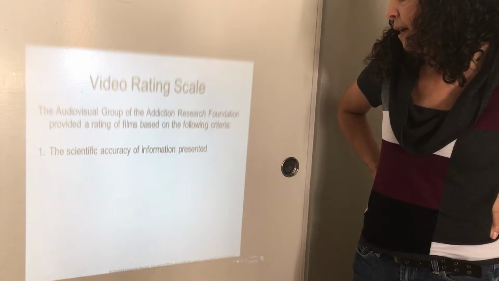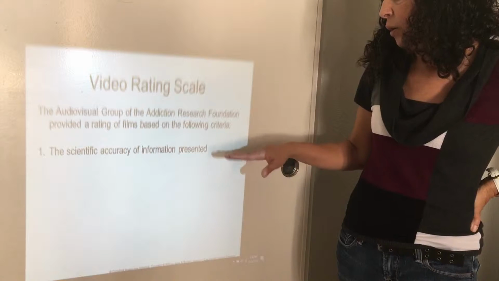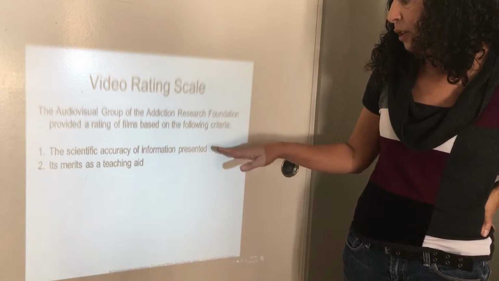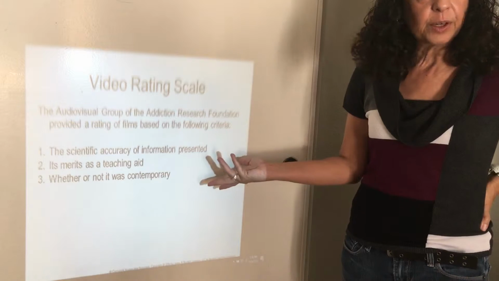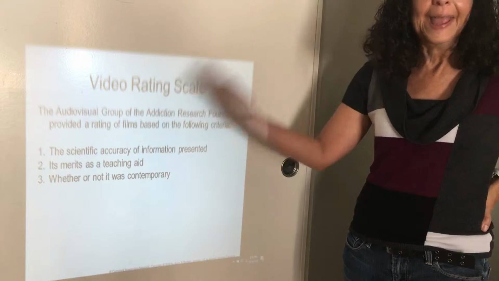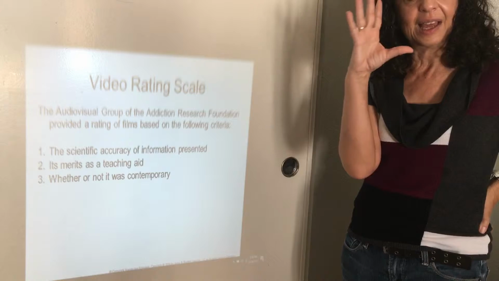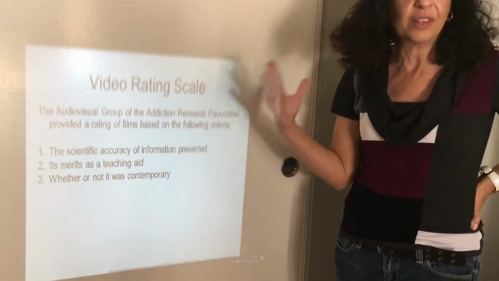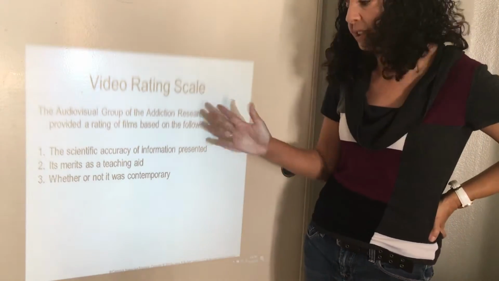The Audiovisual Group of the Addiction Research Foundation has a rating scale. So look at the scientific accuracy of the information being presented, and look at its merits as a teaching aid. Also whether or not it is contemporary. I remember this one particular video about sexually transmitted diseases, and people's hair was just really out of date. Students were so distracted by that; the information was right, but the hair was wrong. So I eventually just stopped using it.